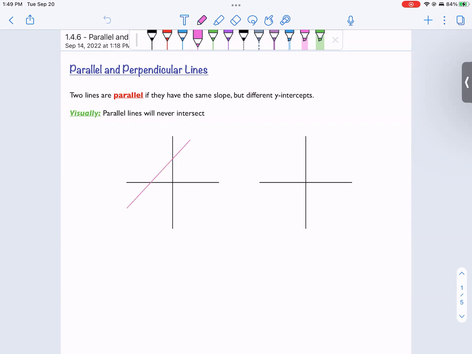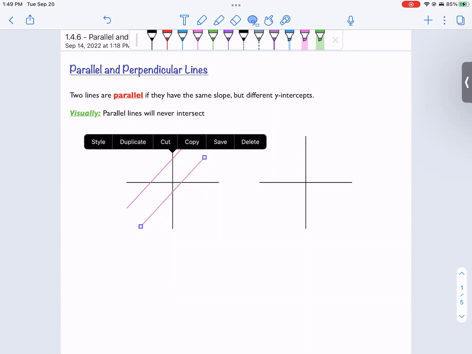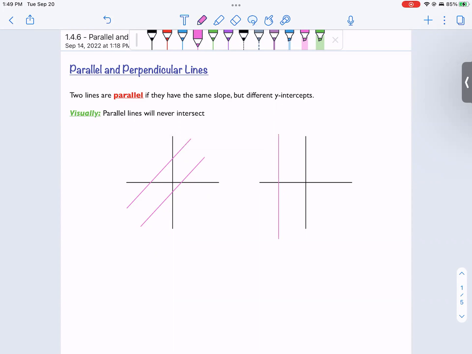So they have the same slope, which means if I just duplicate this, these two lines are parallel. They could be really close together. They could be really far apart. They have different y-intercepts, but they have a slope that's the same. They increase at the same rate. Okay. We could have vertical parallel lines.